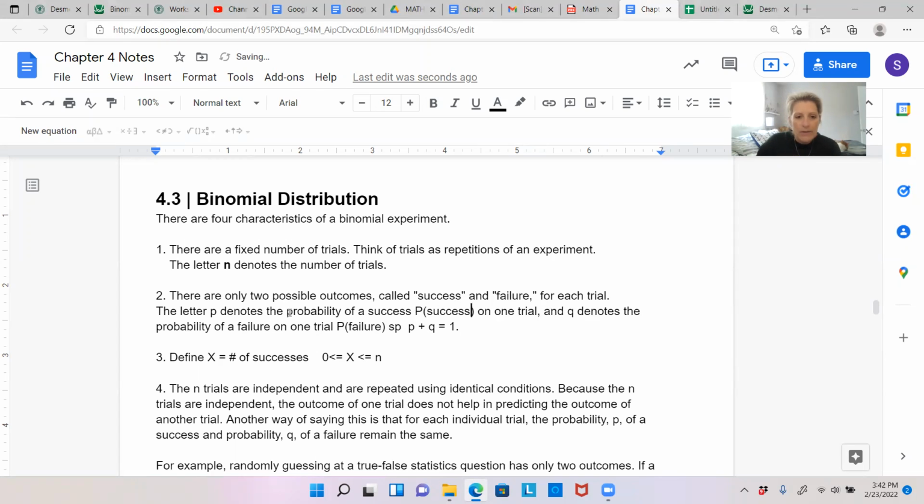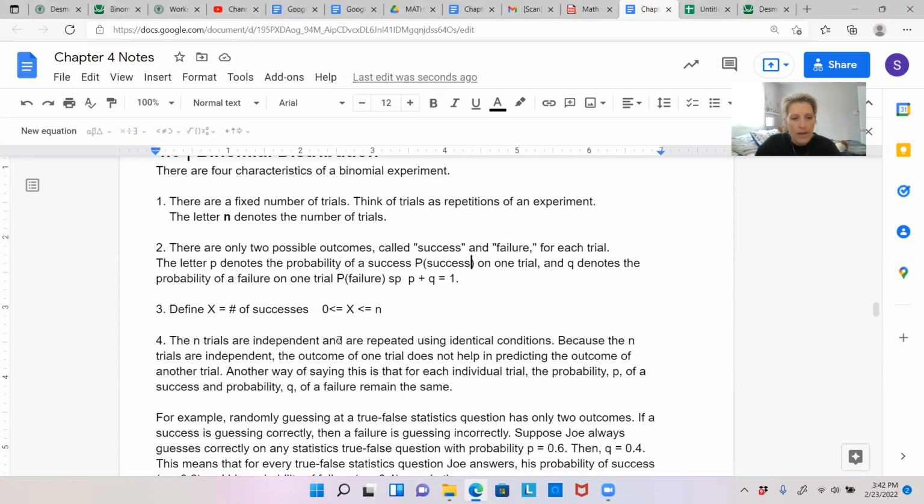Then we have to define what a success is. A success is X. X is equal to the number of successes, and X can be anywhere between 0 and n. And then the fourth thing is these trials have to be independent of one another. So if the probability changes, if we're not using replacement when we're drawing a candy or pulling a card from a deck, then it's not considered a binomial experiment.